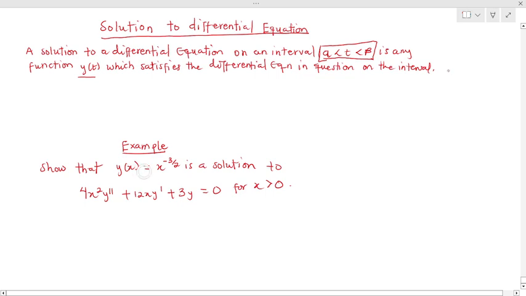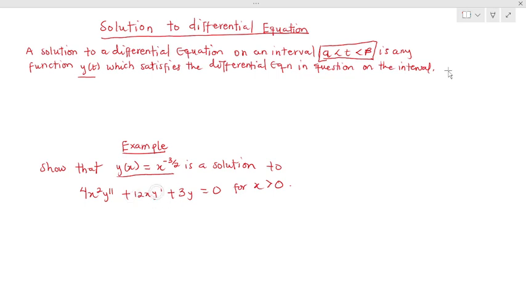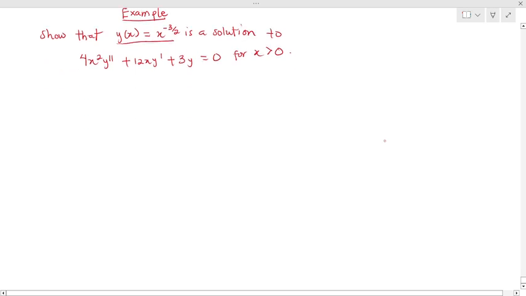Considering the problem we have here, we've already been given the function, which is y of x is equal to x to the power negative 3 over 2. So we have to determine if this is indeed the solution to this differential equation on the interval x is greater than 0. So let's see how to solve this problem. To solve this problem, differential equation simply means wherever we see y prime prime, we need to make substitution. Wherever we see y, we need to make substitution.